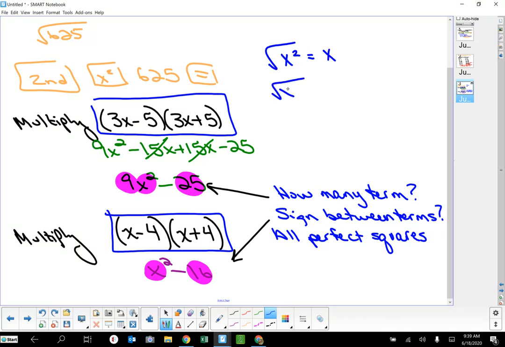The square root of x to the 4th, do you know what that is? It is x squared. The square root of x to the 10th, do you know what that is? That's x to the 5th. So with a variable, you're always just cutting it in half when you're taking the square root. So that will happen for you. So those are all perfect squares.